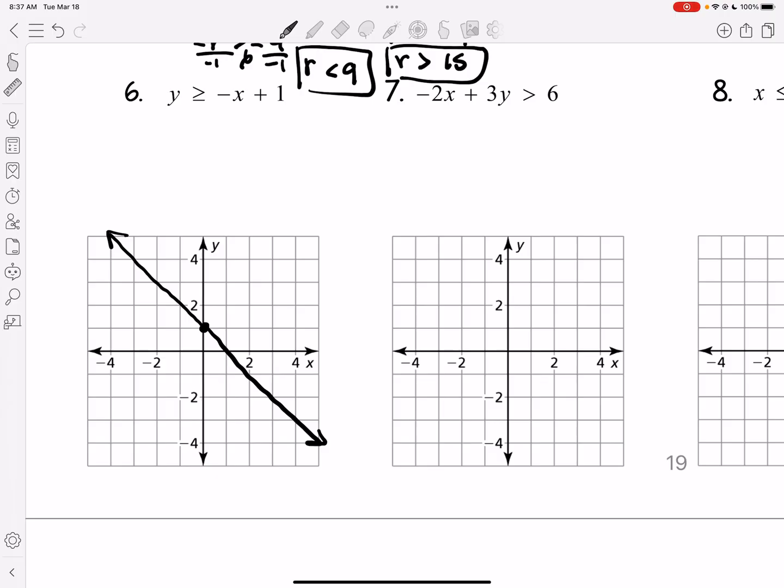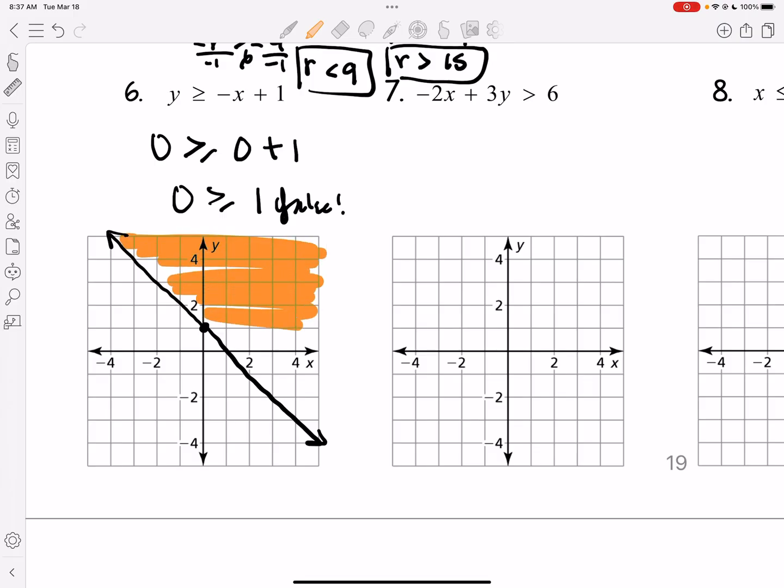Now from here, I need to figure out which side I need to highlight. I'm going to go ahead and try the point 0, 0 and see what happens. So I have 0 is greater than or equal to 0 plus 1, which when simplified is saying 0 is greater than or equal to 1. That's false. So since it's false, I don't highlight the side with 0, 0. I highlight the side that doesn't have 0, 0, like that.